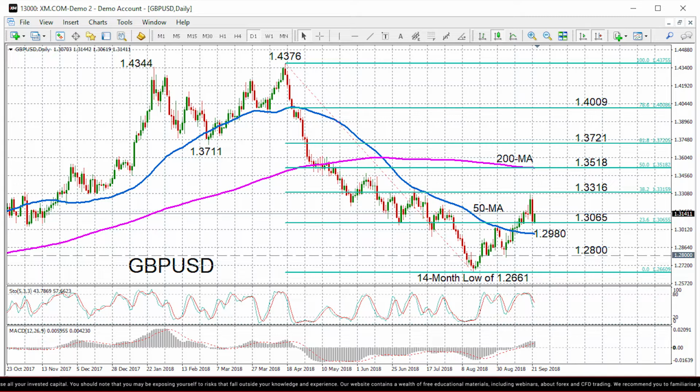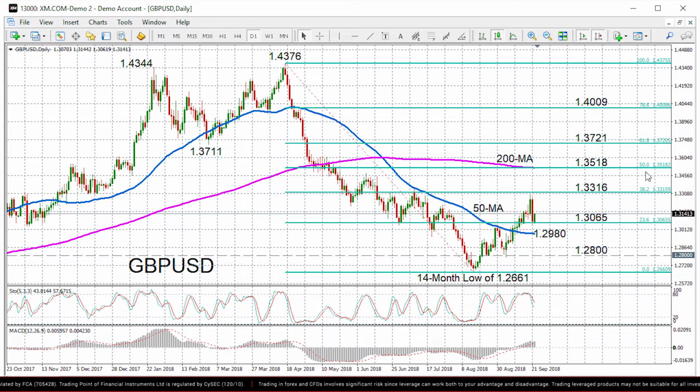However, if we have a look at the MACD, we can see it's pointing to bullish momentum in the short to medium term. The histogram has eased only marginally since last week's peak, and it's holding above the red signal line. So if we do see a strengthening of today's upside momentum, the pair could once again challenge the 1.33 handle. Just above that, we have the 38.2% Fibonacci at 1.3316.